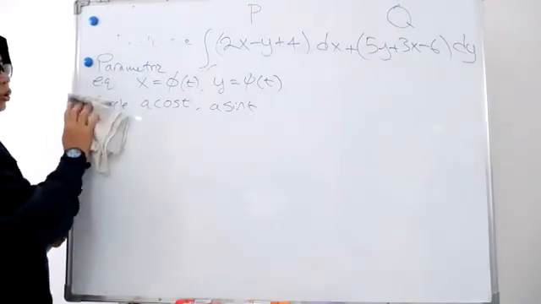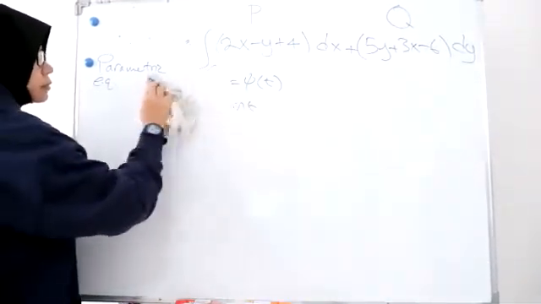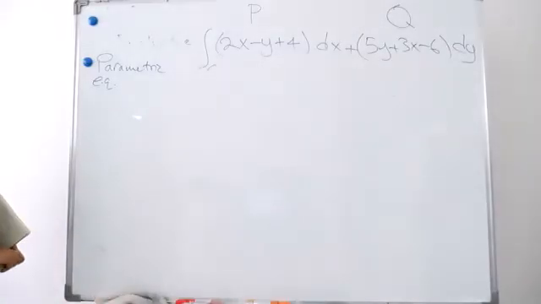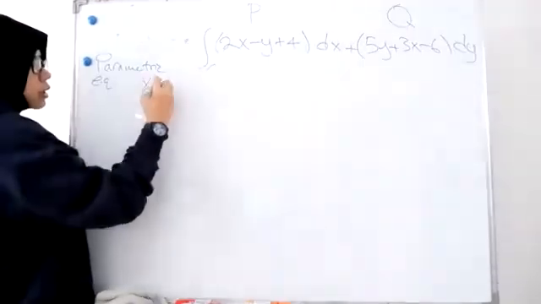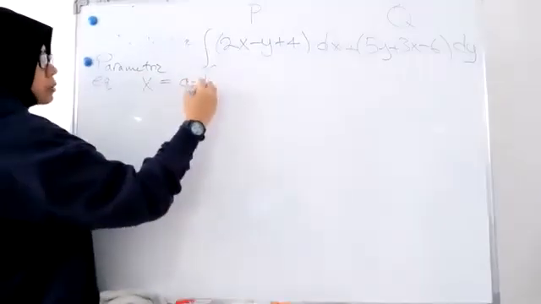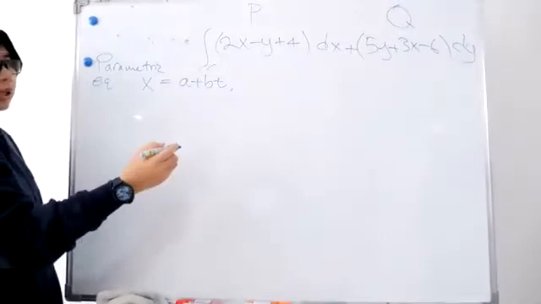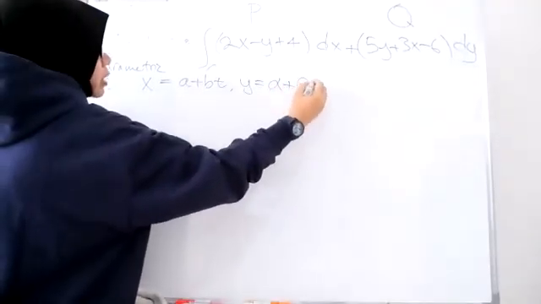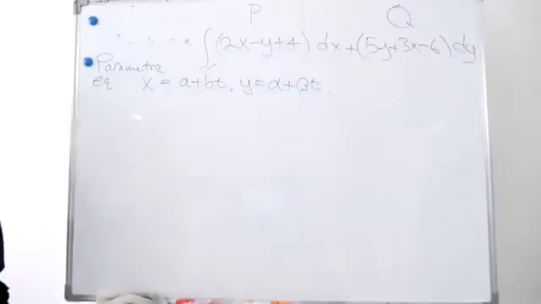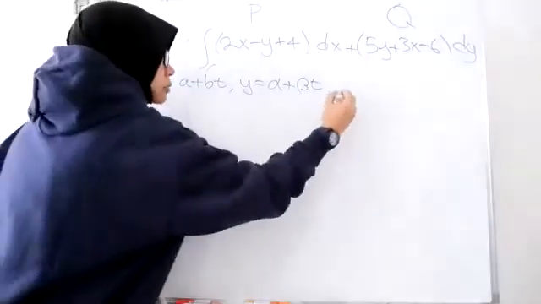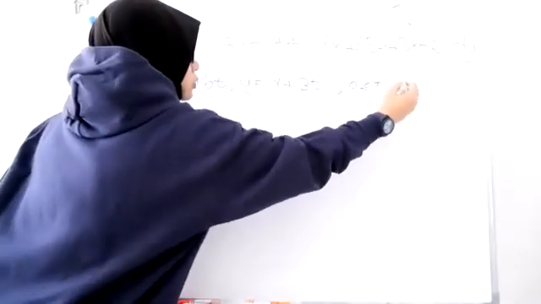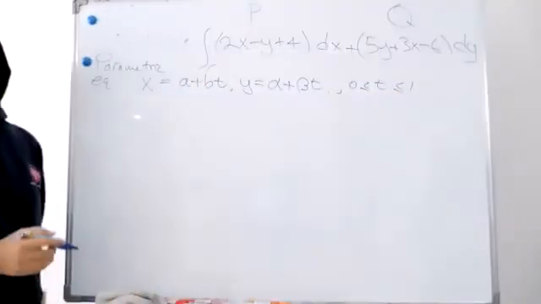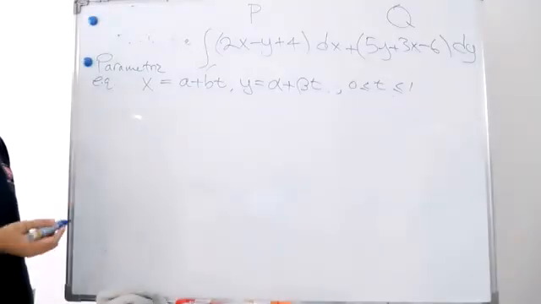But if you want to use a line, a linear line, you can say something like this. You can say x equals a plus bt, and then y equals alpha plus beta t. Okay, and t goes from 0 to 1, always like that, 0 to 1.